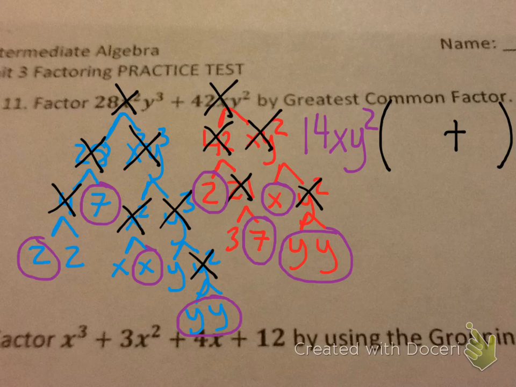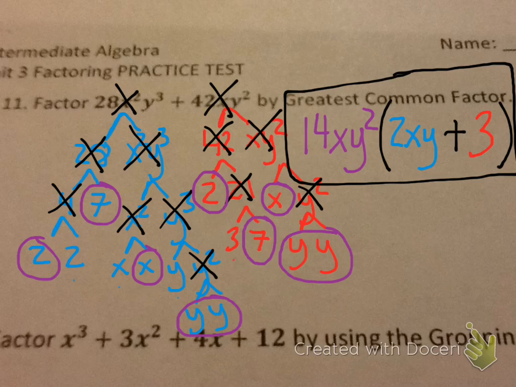On the inside, we're going to write down what we have left. So in blue, we have a 2, an x, and a y. And in red, we have a 3. So our final answer is 14xy squared times (2xy plus 3).